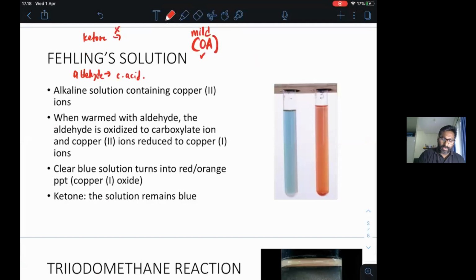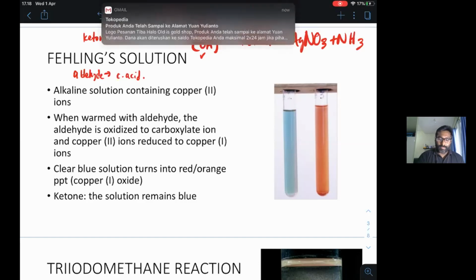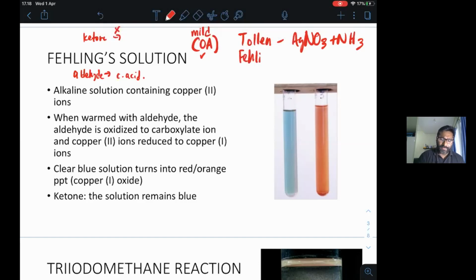Tollens' is related to silver nitrate in ammonia. Now the next one is Fehling's solution. Fehling's solution contains copper(II) ion, and it's also an alkaline solution. Take note, if it is an alkaline solution, you are going to get a carboxylate ion. Basically, the aldehyde will change into carboxylic acid, and the carboxylic acid will react with the alkaline solution to give you the salt. That's why you have the carboxylate ion over there.